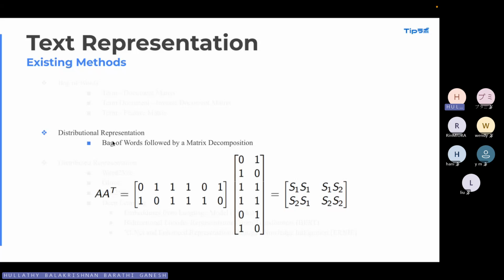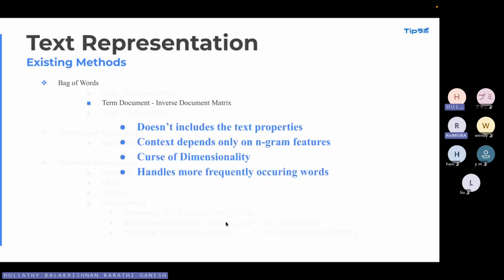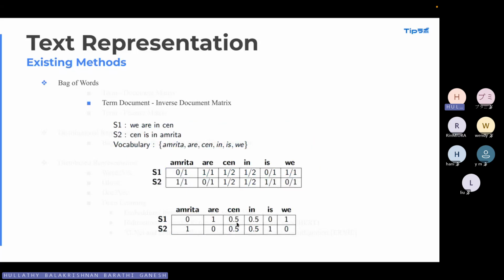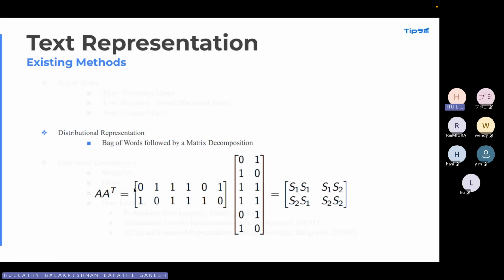Now, to represent more semantics, that is context, people tried exploring and experimenting by applying matrix decomposition on these matrices. Okay, so just consider this matrix as matrix A. If you see here, this is the matrix A. When we want to find the similarity, we project matrix A with the transpose of the same.